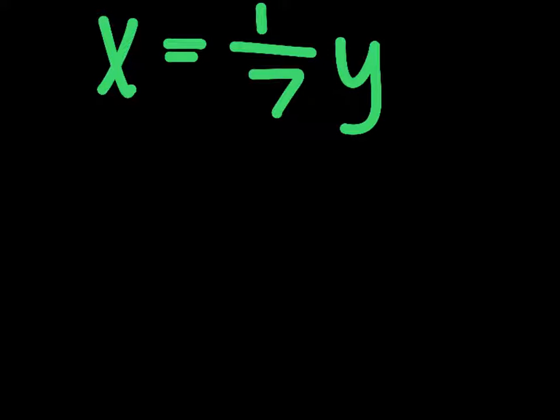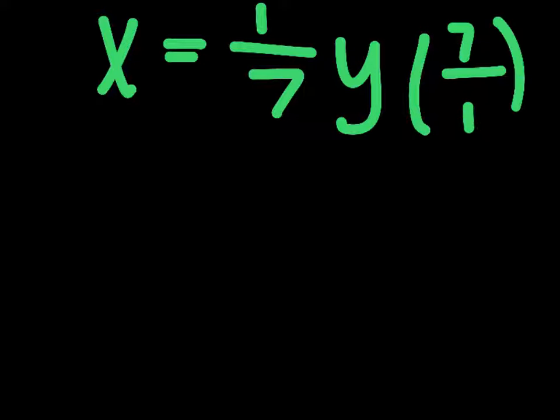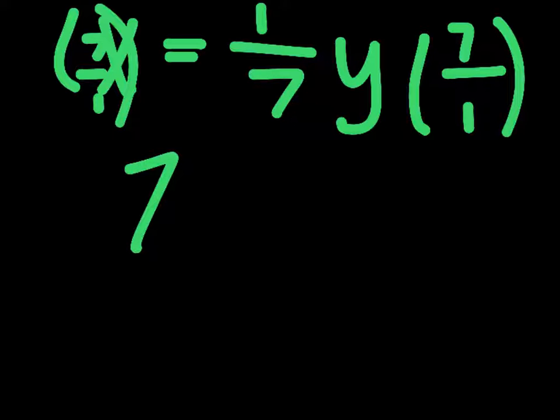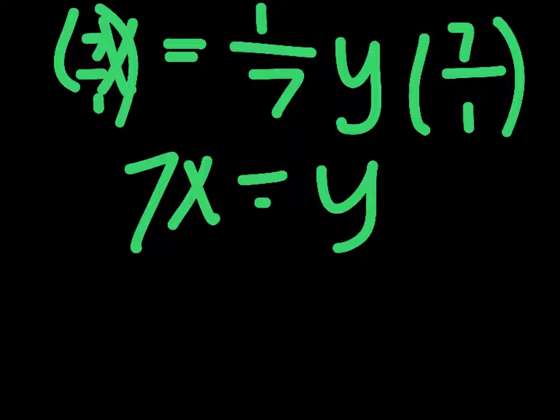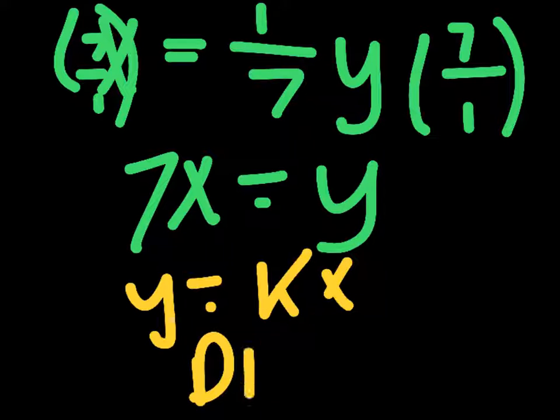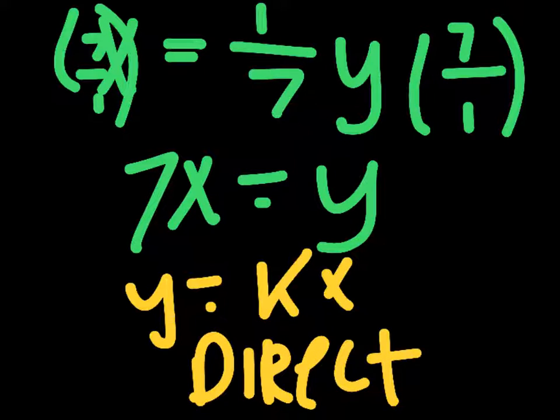Go ahead and try x equals 1 over 7y. When you're ready, check your answer. Unpause the video. Okay, so we're going to solve for y. So we are going to multiply by 7 over 1, multiply by 7 over 1. So now we get 7x equals y. So that means that this is an example of y equals kx. So this is direct variation.